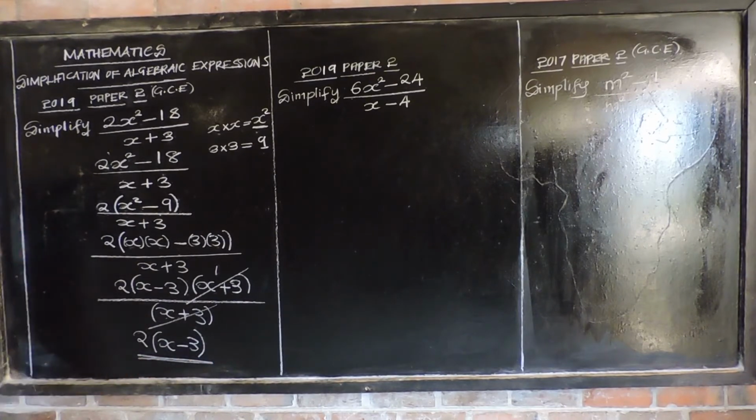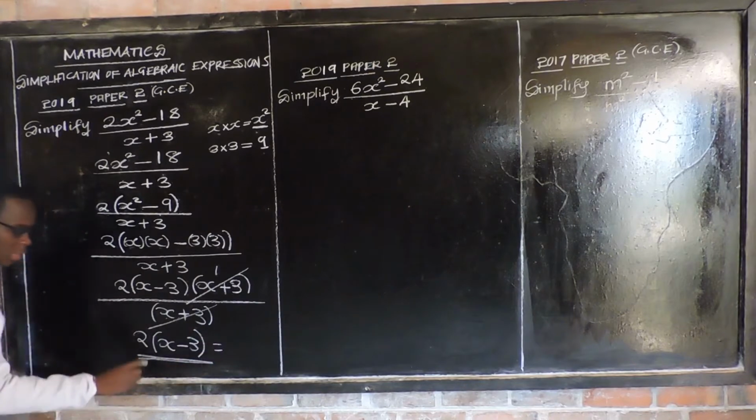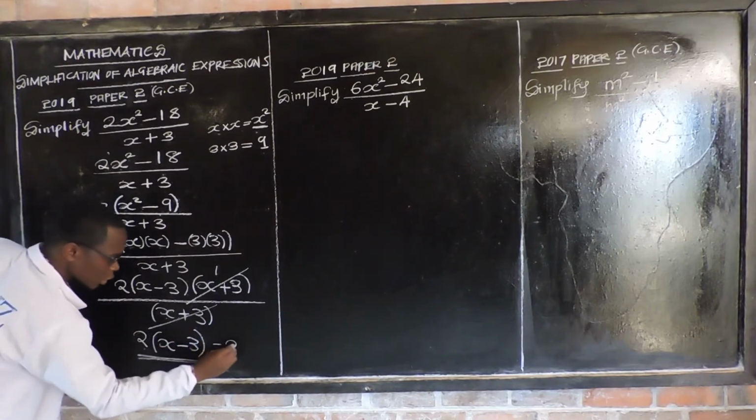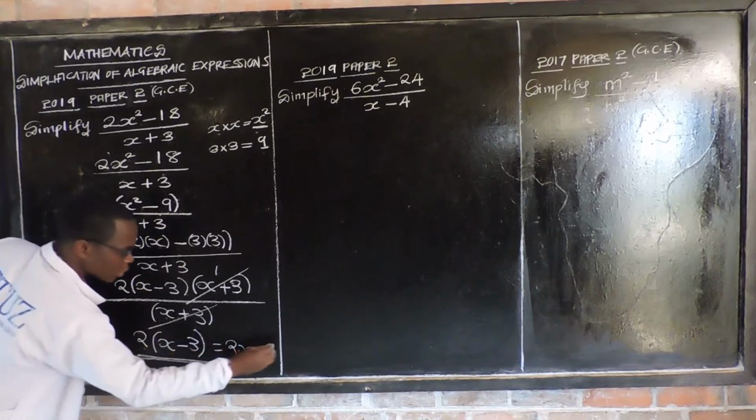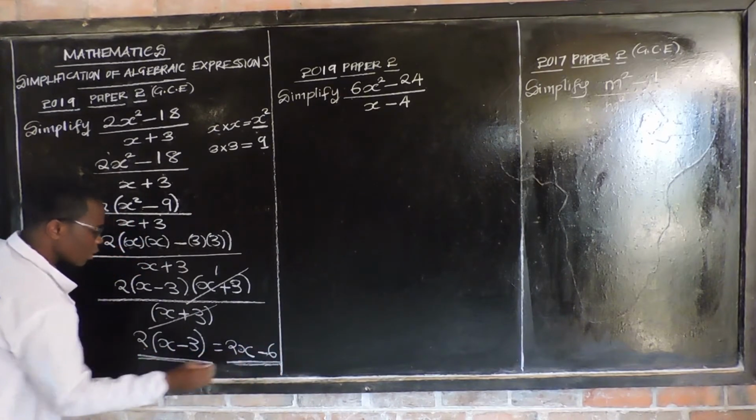Or if you want, you can even expand this one by saying 2 times x, you get 2x, minus 2 times 3, you get 6. Okay, this one or this one.